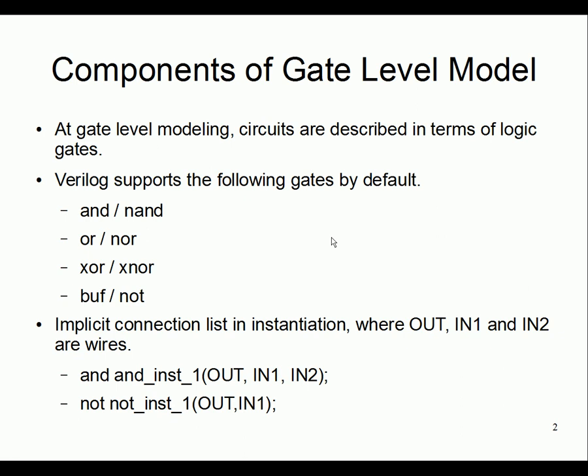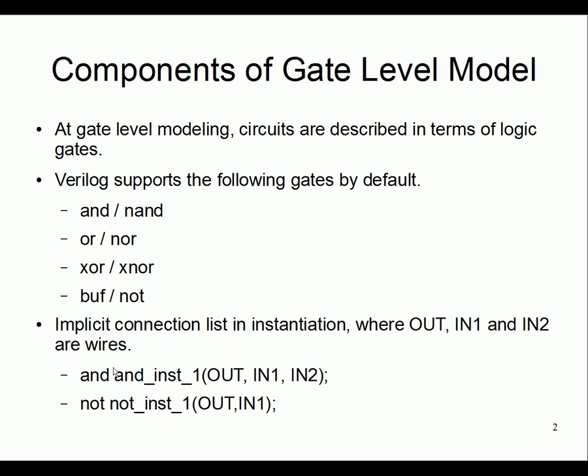In the schematic we have seen all the diagrams of different logic gates like AND, NOR, and NOT, and then we make connections between the input and output ports of different gates. Those are schematics. Now we describe textually the same circuit using logic gates. Verilog supports this list of logic gates by default: AND, NAND, OR, NOR, XOR, XNOR, buff and NOT. These are the textual forms, with an implicit connection list in the instantiation, where out, in1, in2 are wires.